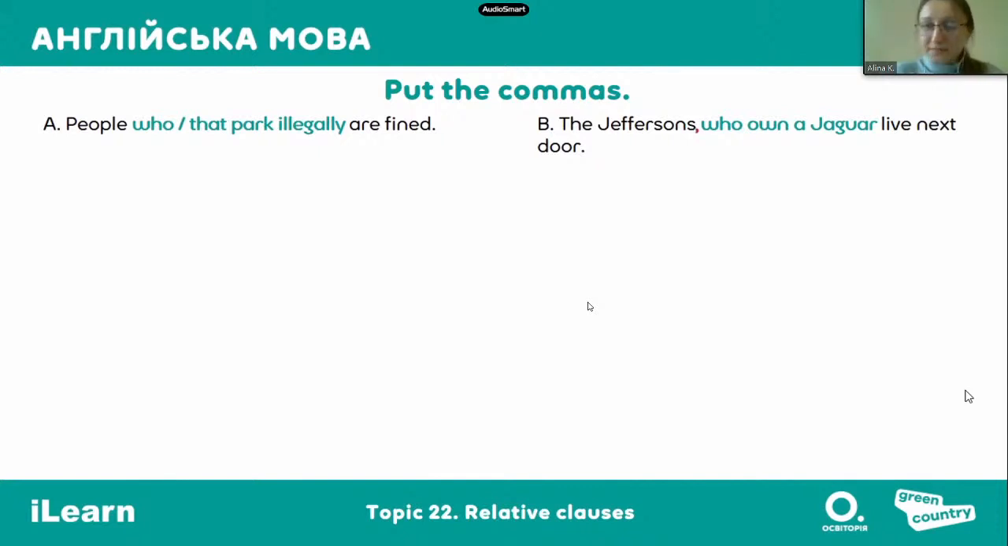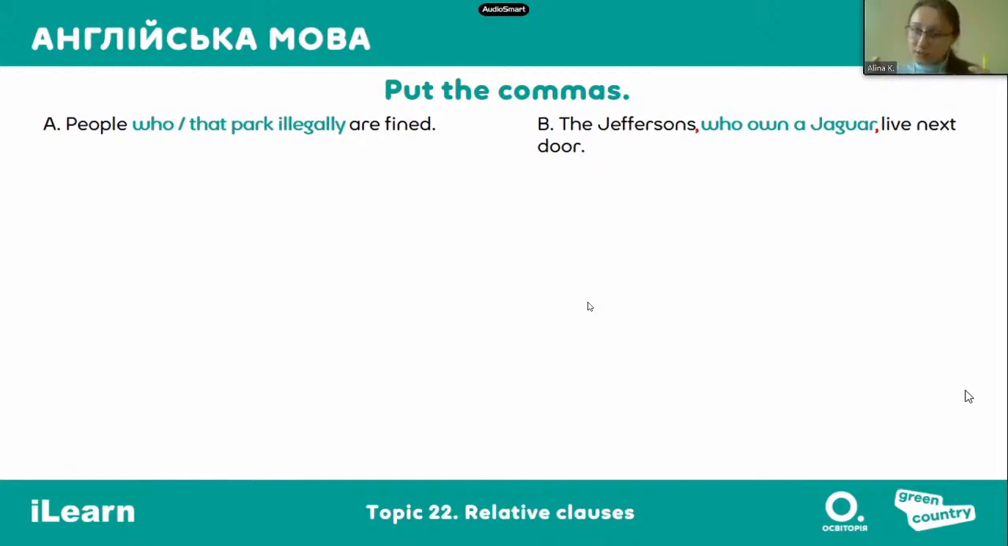B, commas. That's right. So in sentence A, people who park illegally are fined. We cannot put commas. In sentence B, the Jeffersons, comma, who own a Jaguar, comma, live next door. Yes? So why cannot we put commas in sentence A? Because if we put commas, it means that we can take this information out of the sentence and leave the sentence this way. People are fined.